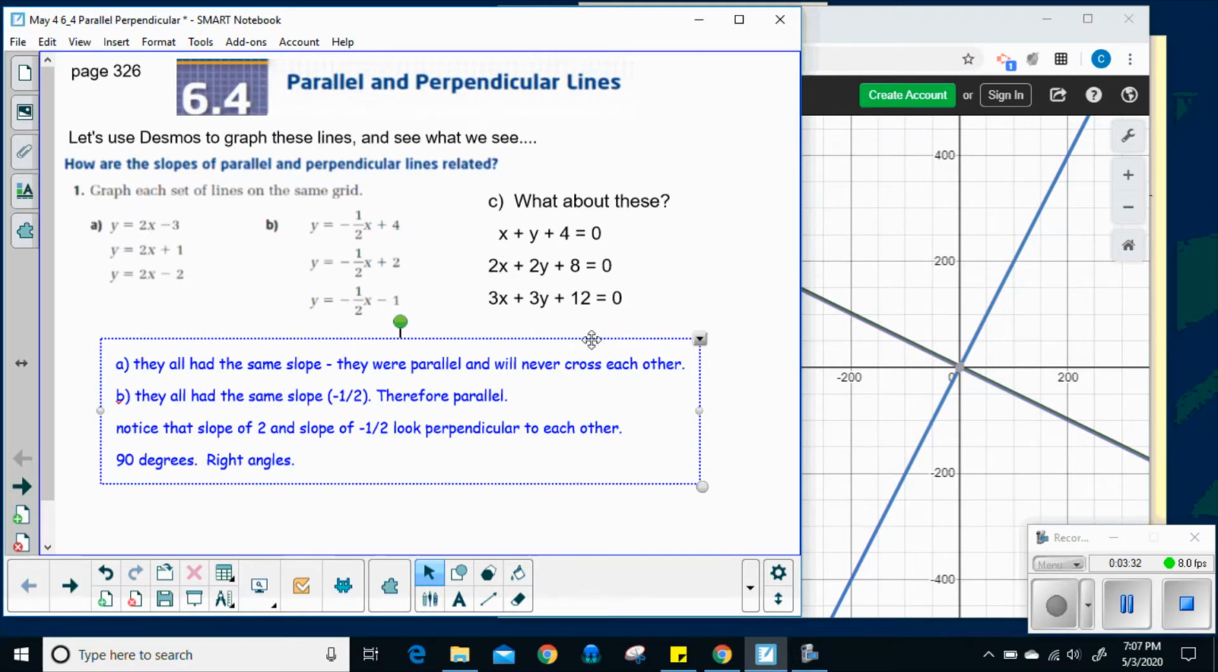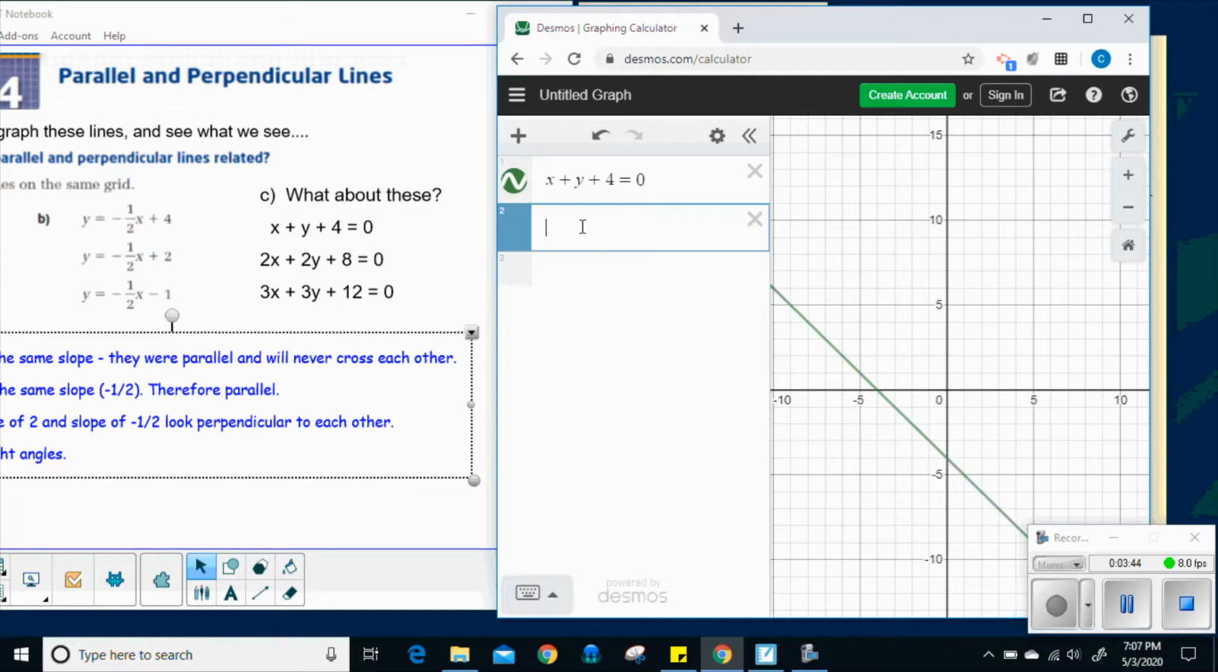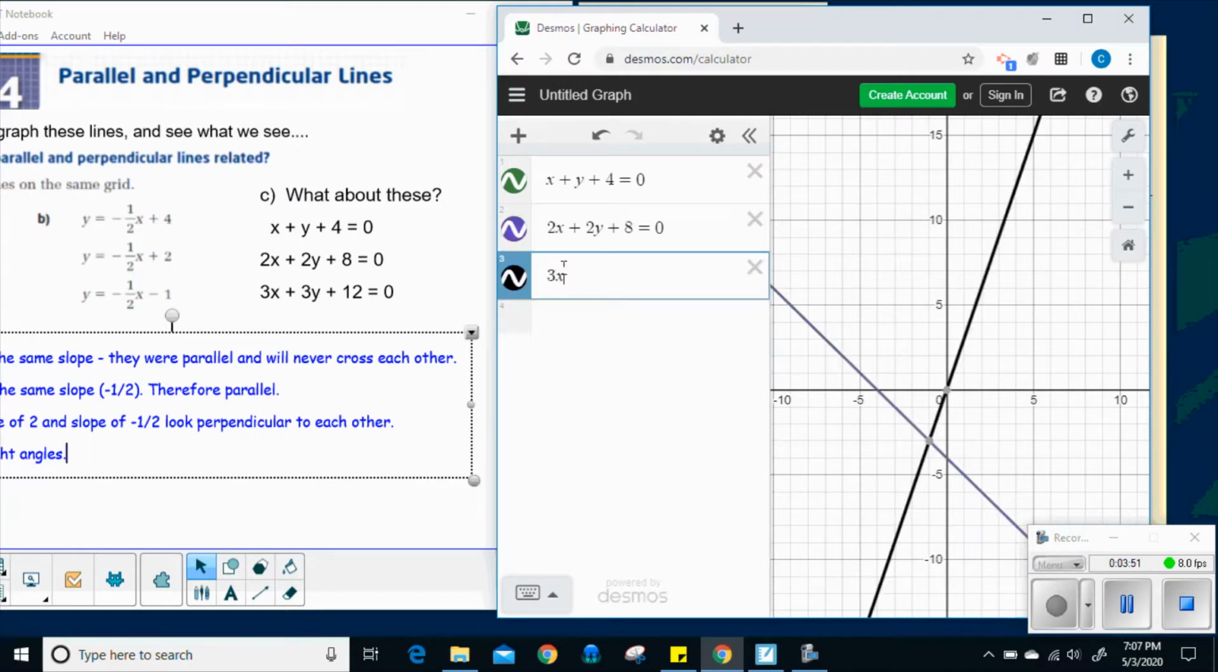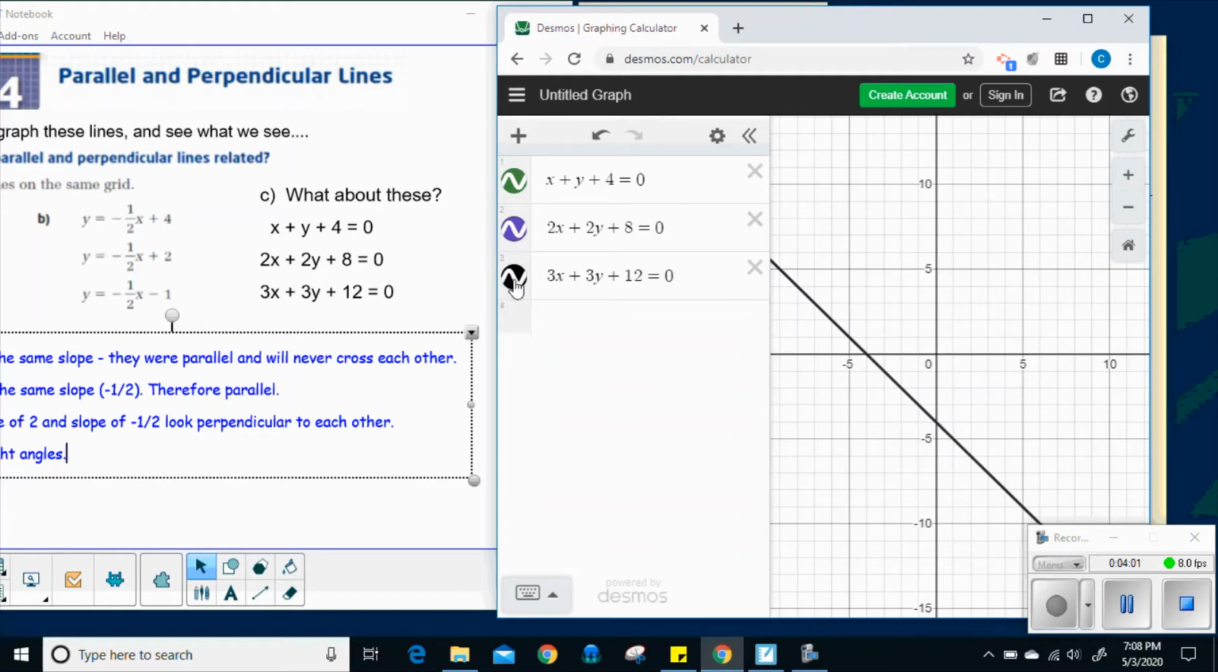Okay, we've got a third set of lines that I did want to look at, so let's graph those and see what we see. I have them in standard form, but Desmos can still handle it. x plus y plus 4 equals 0. 2x plus 2y plus 8 equals 0. And 3x plus 3y plus 12 equals 0. Oh, where's all my lines? I only see one line here. Let's take off the black line. Oh, there's the blue line. Let's take off the blue line. Oh, there's the green line.